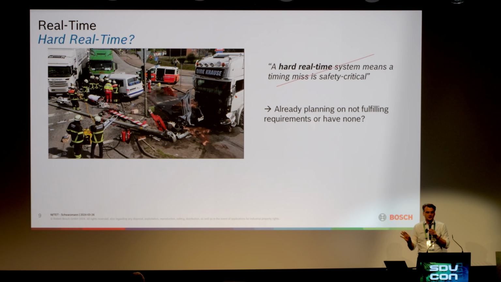That's not our definition. Look, we have requirements for deadline miss. Missing a requirement is never okay. So it makes 0 sense to have this. So here's the meaning: a hard real-time miss is safety critical. Well, are you already planning on not fulfilling your requirements? Because that's not how we work.